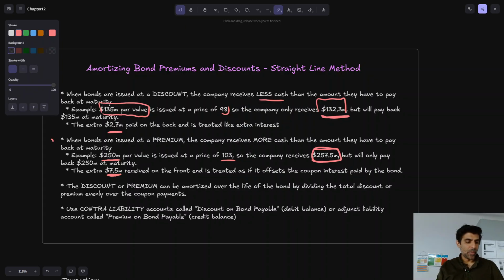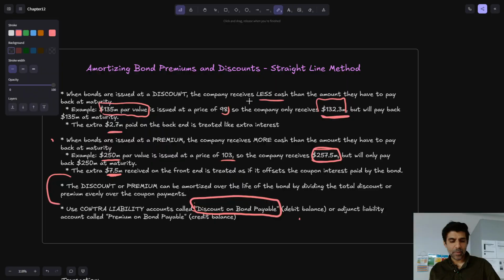So this discount or premium, the way that we're going to deal with it is to amortize it straight line over the life of the bond. We'll see how to do that in a second. In the case of a bond issued at a discount, we're going to have a contra account called discount on bonds payable. This is going to be a debit balance. Our bond payable is going to be a credit balance, and offsetting that will be this discount on bonds payable.